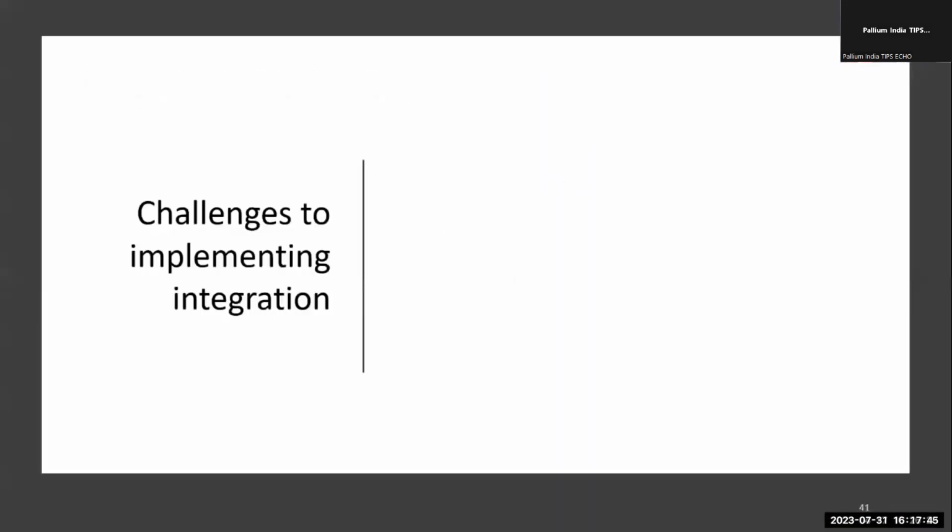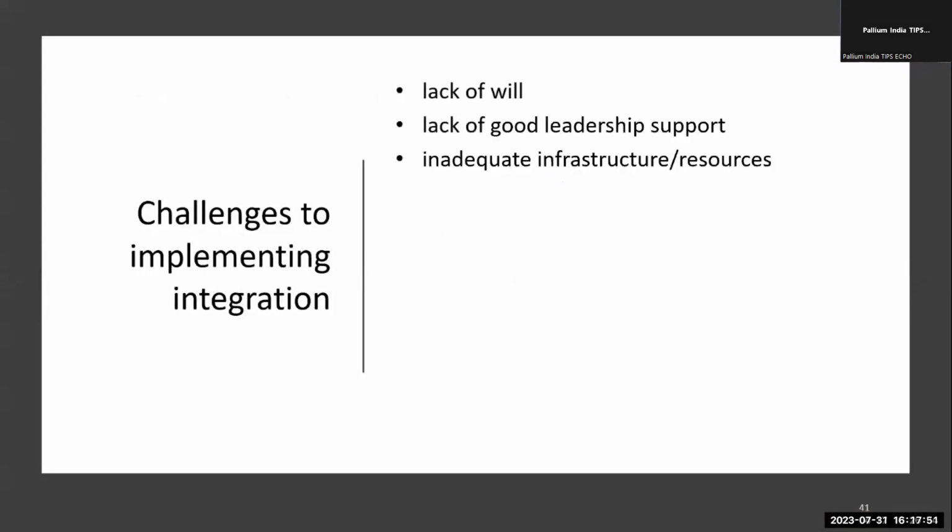There are lots of challenges, as you must be facing in your day-to-day practice. Basically, there is a lack of will and leadership support. The most common thing which comes up is, we have only two faculty in our department, how can we go and participate in a surgery class or a medicine class? There are fixed mindsets. They say no, the clinician will not support me, or the basic scientist will not support me.